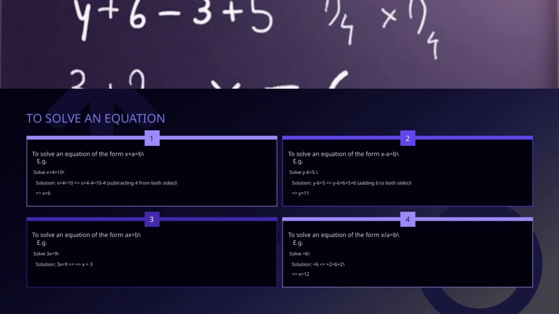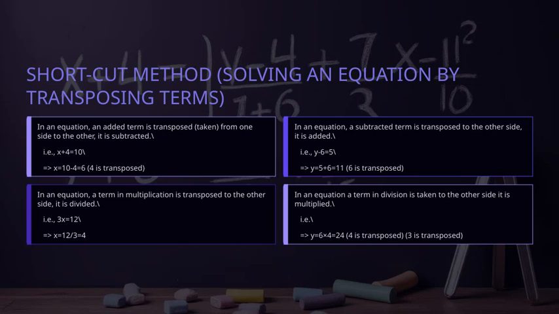This approach is fundamental as we build up our understanding of solving more complex equations later on. Now let's talk about the shortcut method for solving equations by transposing terms. Essentially, when we have an equation and a term is added to one side, we can move it to the other side by subtracting it.